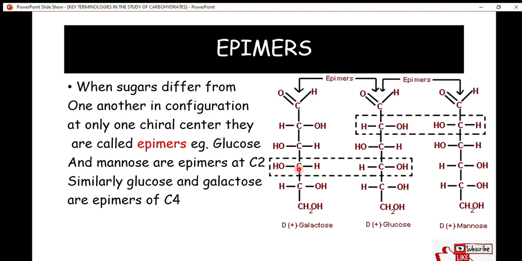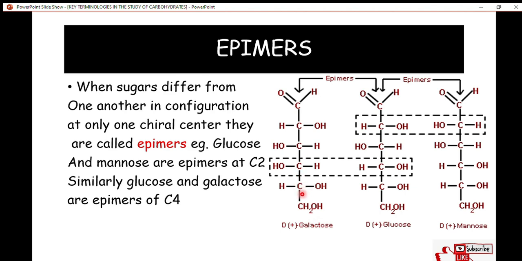So the change in sugars at only one chiral center is called an epimer. When we take galactose and D-glucose, they are epimers at carbon 4. It can come up in your exams, and they'll ask you to determine which of the following sugars are epimers, anomers, and other such terms.